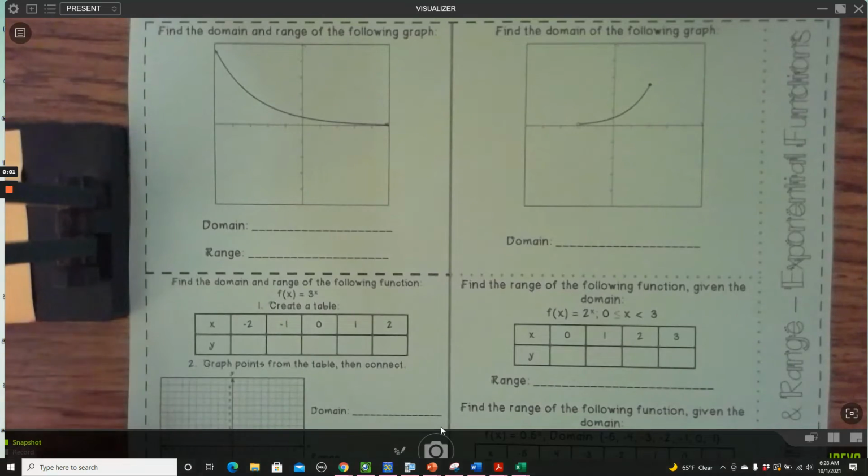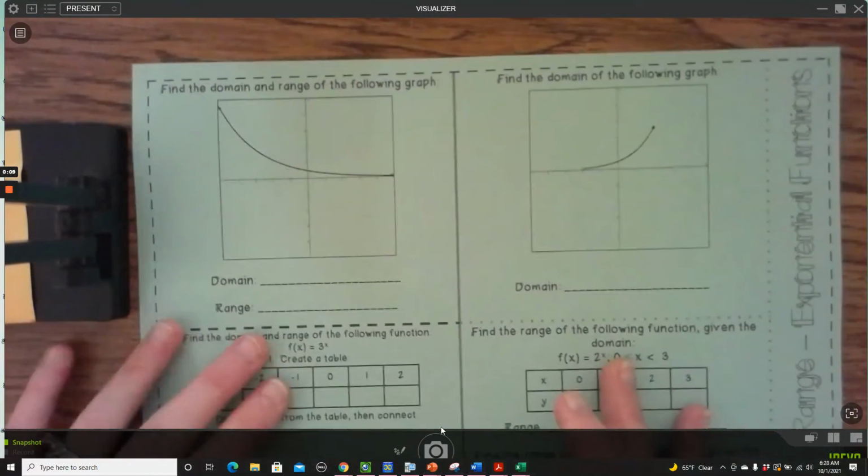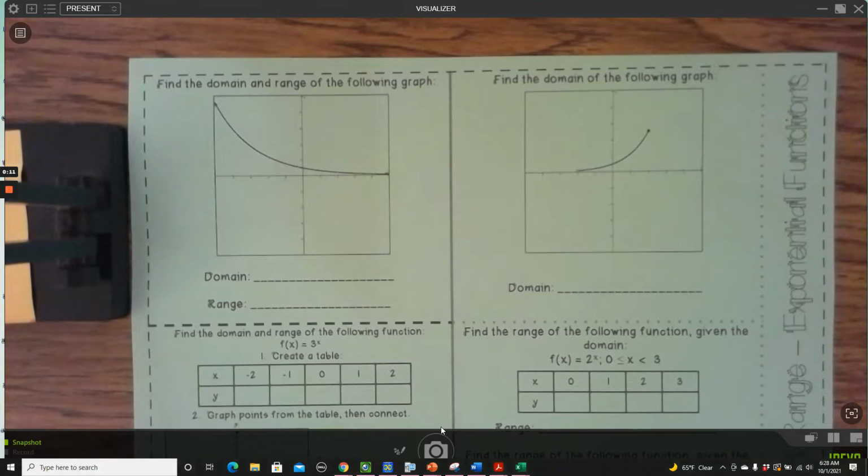This video is for the domain and range of exponential functions foldable. The front side of it is split into graphs and equations. So we're going to look at graphs first. How do we find the domain and range from the graph of an exponential function?